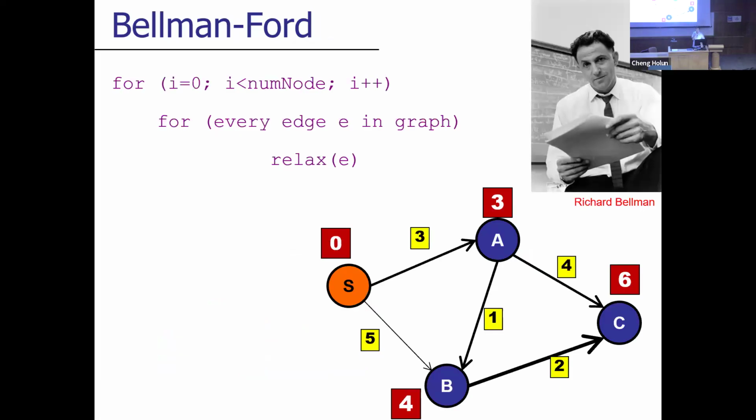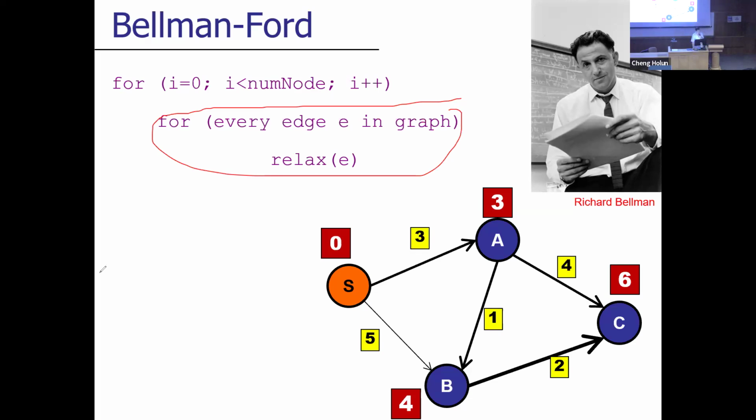So this is Bellman, the real guy, very handsome, Richard Bellman. His Bellman-Ford algorithm is quite simple. So the inner loop we just did is here: for every edge in the graph, I relax. But I need to loop it n times. Okay, so I need to loop the thing n times.